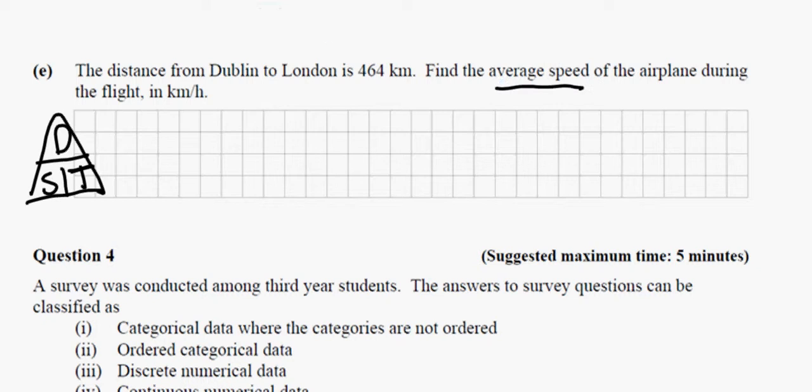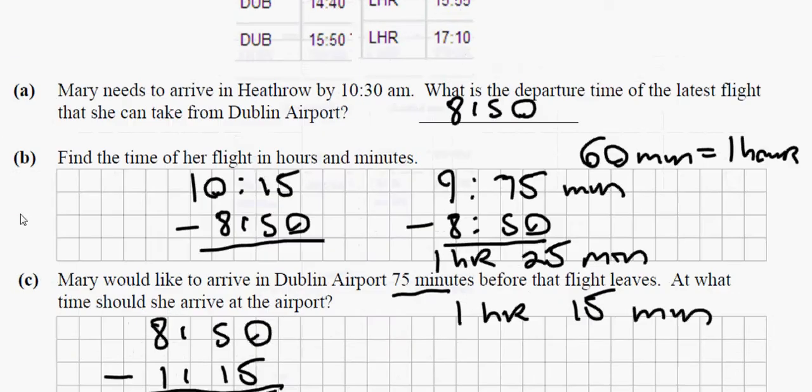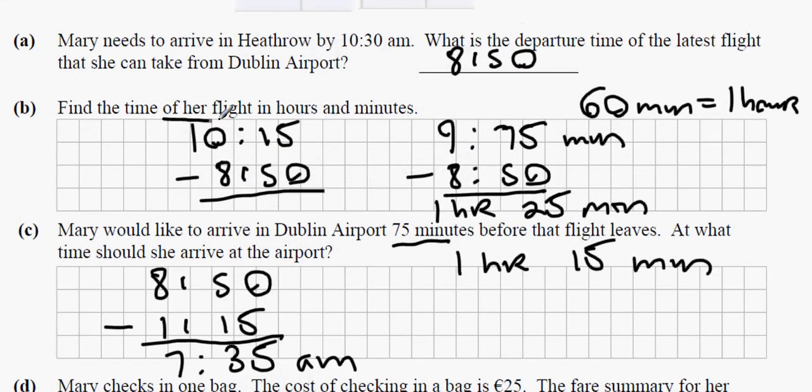Let's shade this one now. What's left is distance over time. Now, what we know is that the distance is 464. Alright, now we have to find the time for the flight, which is in the last question here. We'll just go down. Find the time of the flight. It's 1 hour 25 minutes, okay?